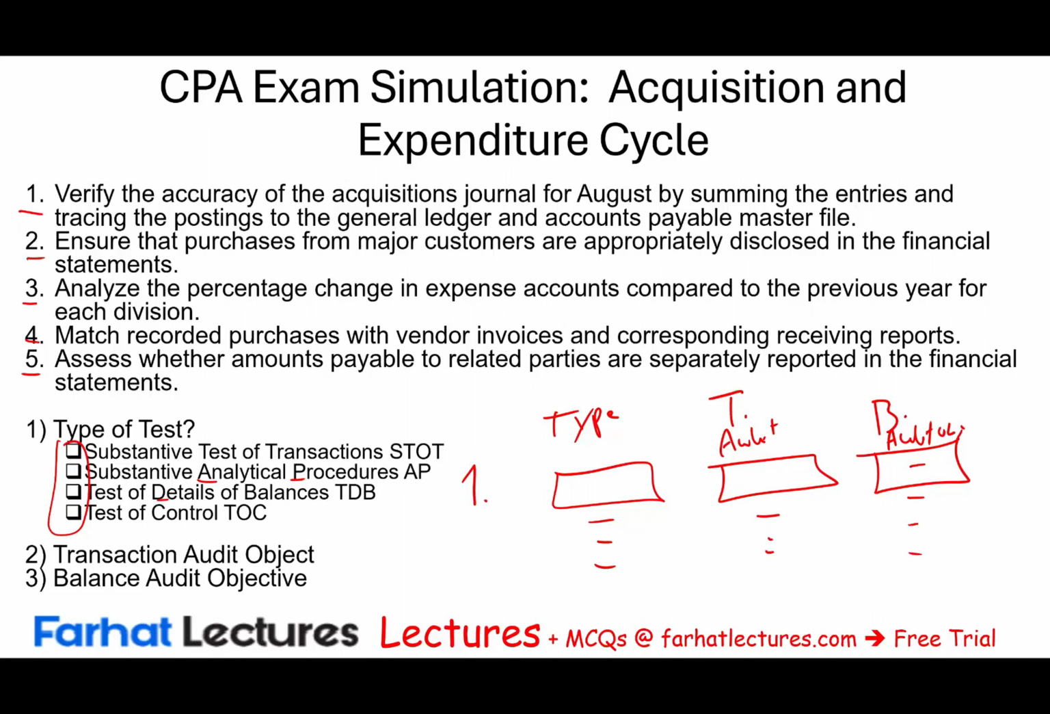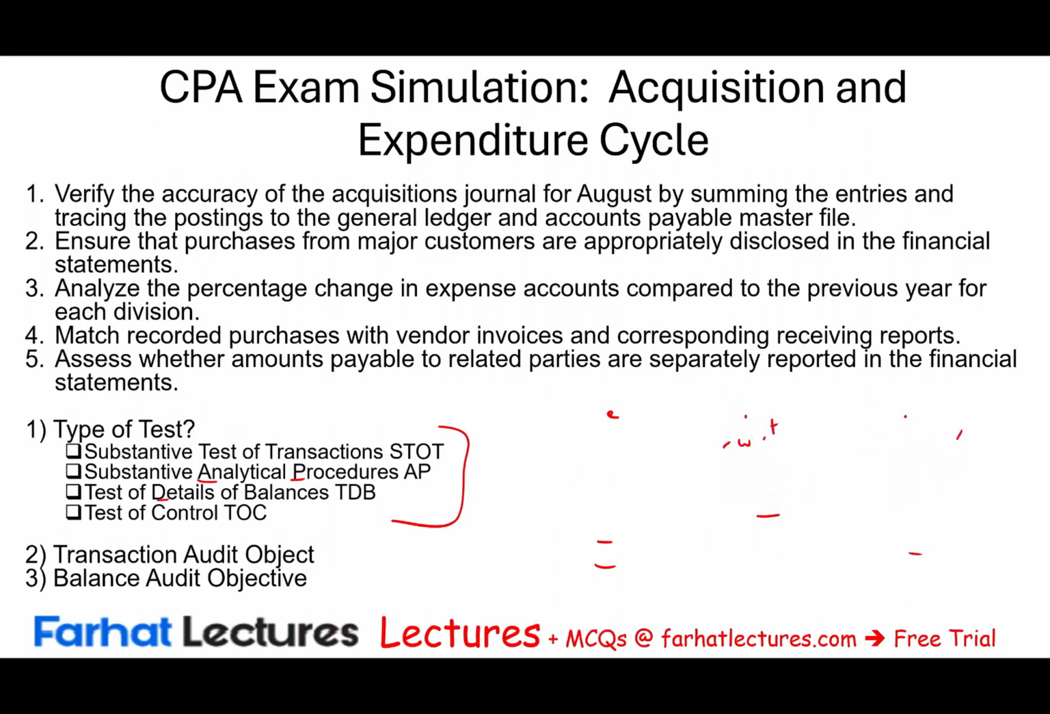Now, in my situation, I don't have it set up this way, but I'm going to go over every audit procedure, and we're going to work it together: what type is it and which audit objective, whether it's a balance or a transaction audit objective, it's meeting for us. And these transactions deal with the acquisition and expenditure cycle. Let's go ahead and get started.